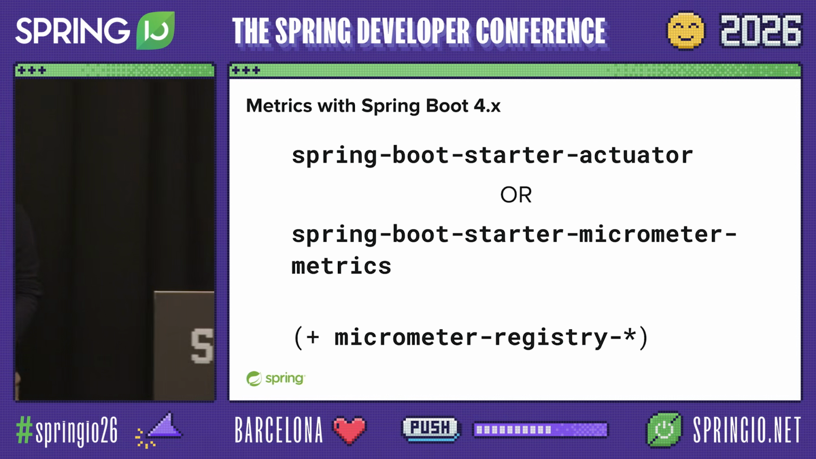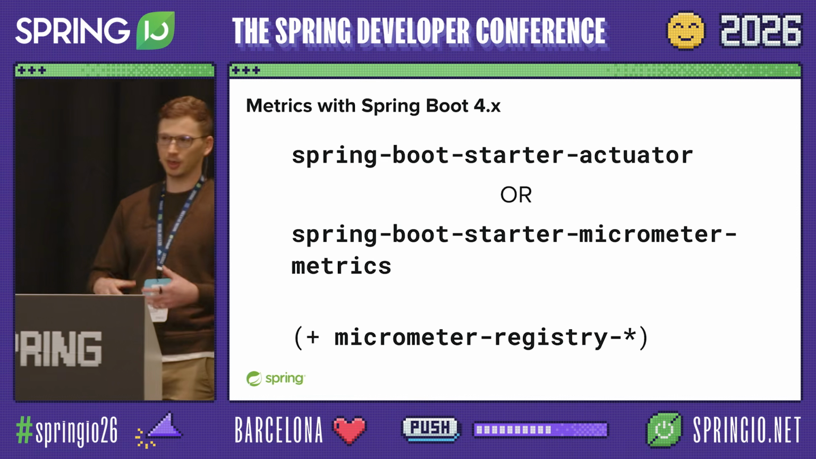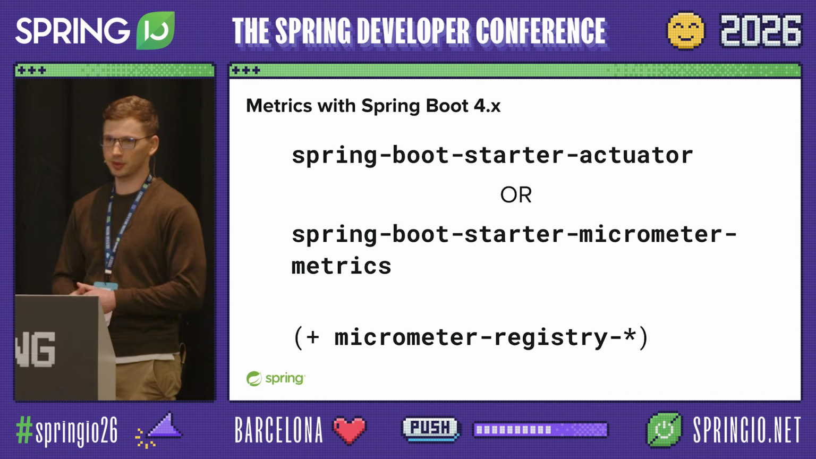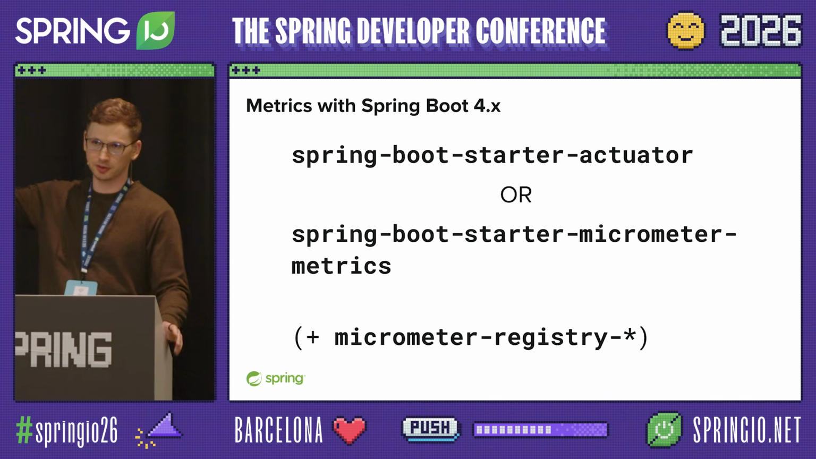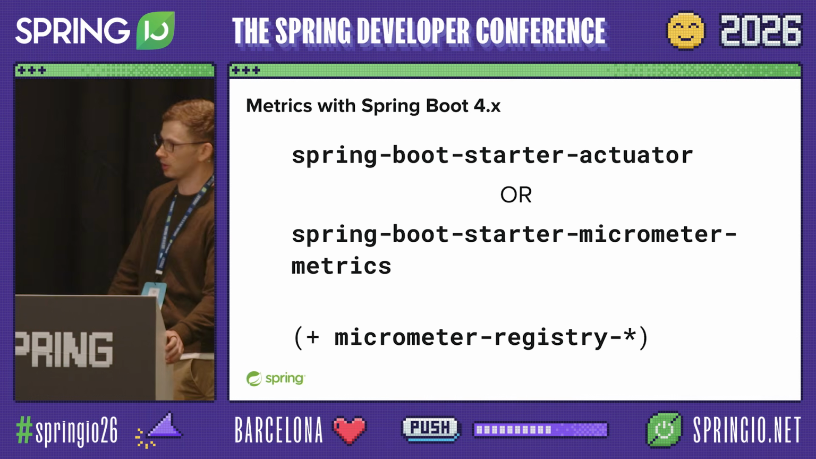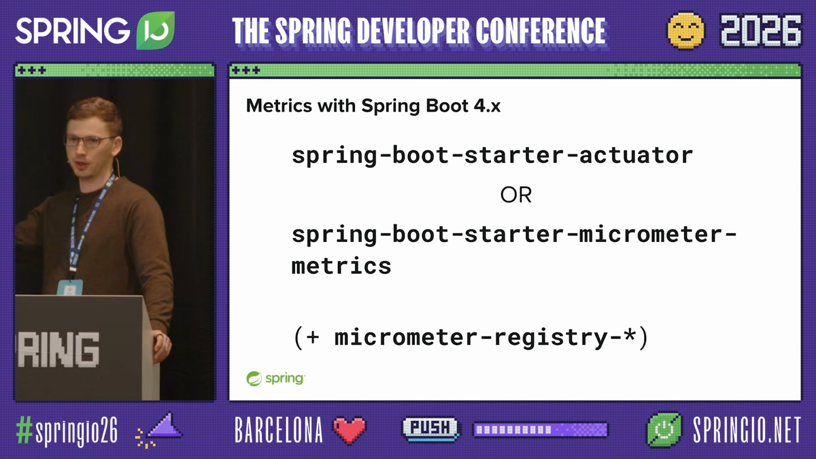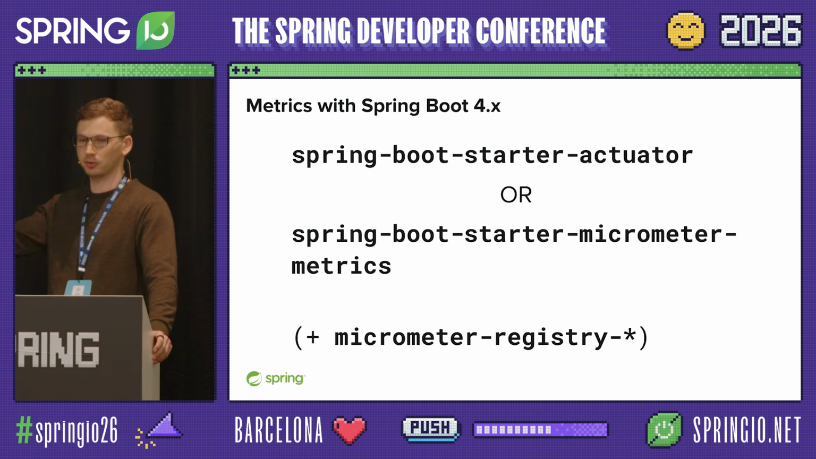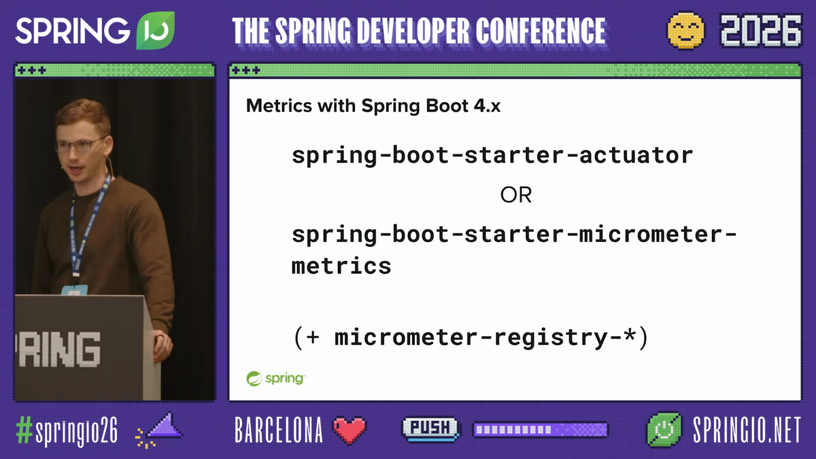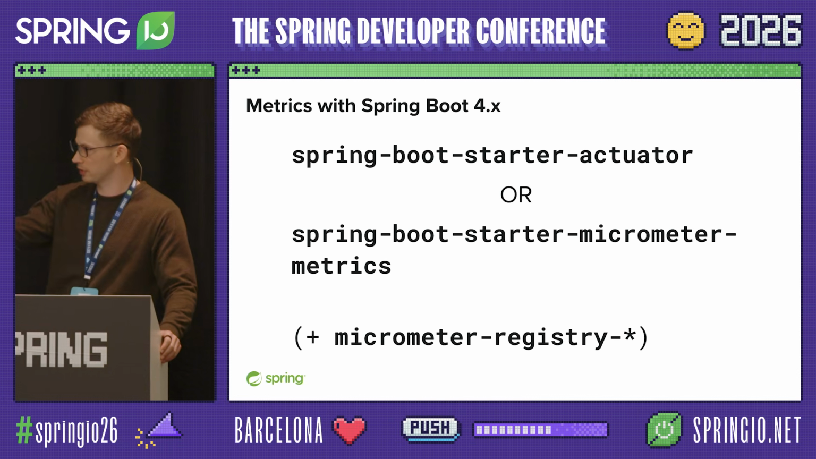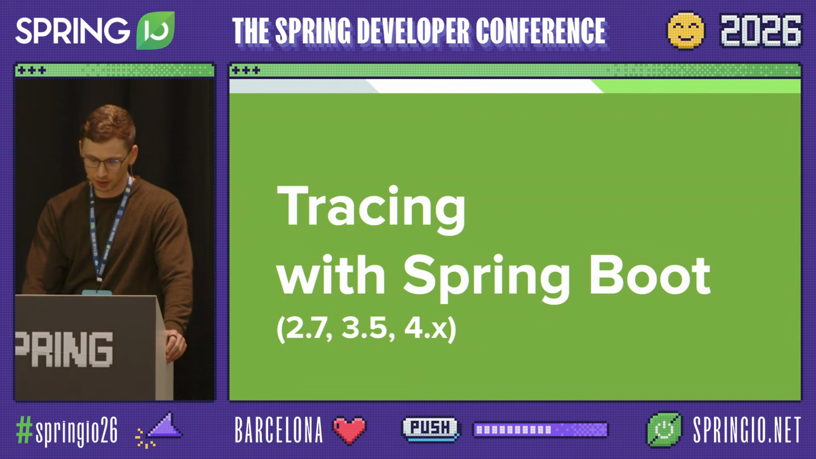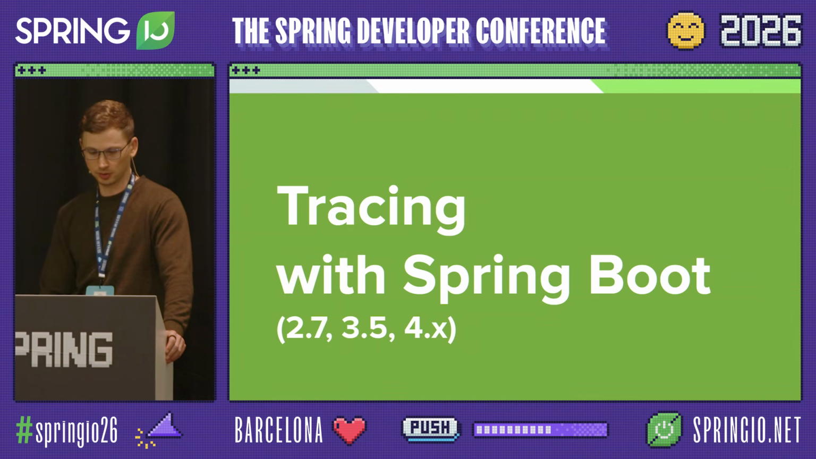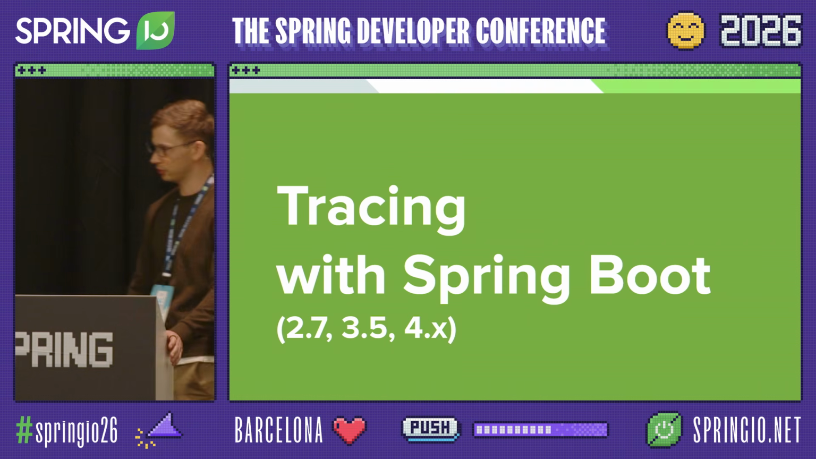With Spring Boot 4, if you're familiar, there was a big modularization effort, and so some of the starters and options changed, but the actuator starter is still there even in Spring Boot 4. You also have a new option, Spring Boot Starter Micrometer Metrics, so you can add Micrometer via a starter without necessarily adding the actuator if you don't want the actuator in your application. And then, the same as before, you add the registry implementation that you want. All right, that was metrics with Spring Boot, and I'll hand it off to Jonatan for tracing.